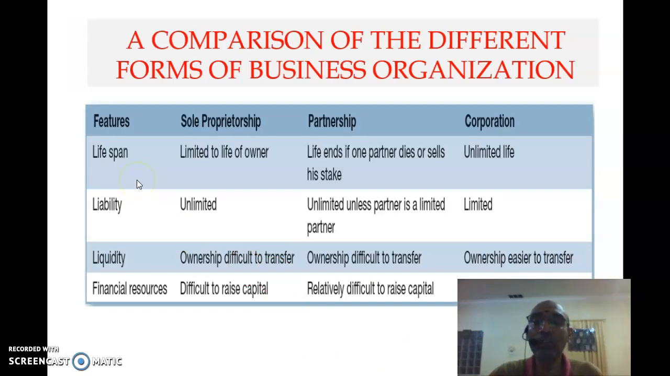Alright. So here we can compare the three types of firms based on certain dimensions. We can see clearly the differences among the three. This is a summary of what we have discussed so far. Lifespan is limited for sole proprietorship and partnership, but unlimited for companies. Liability is unlimited for partnership and sole proprietorship, but limited for corporation. Liquidity means ease of selling your shares. It is difficult to transfer ownership for partnership and sole proprietorship, but easy for companies. And for financial resources, it's difficult to raise capital for sole proprietorship and partnership, but easier for companies.